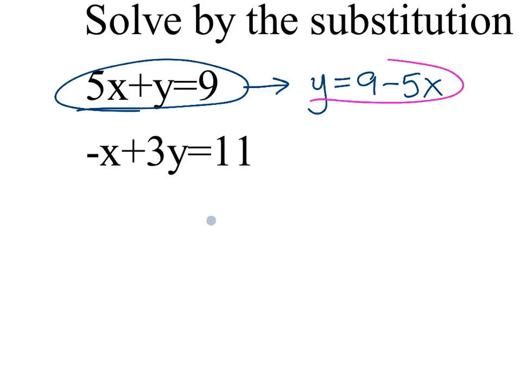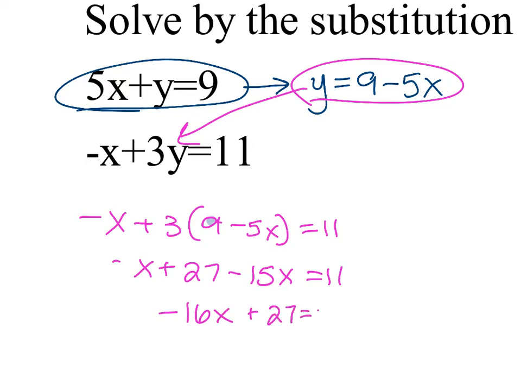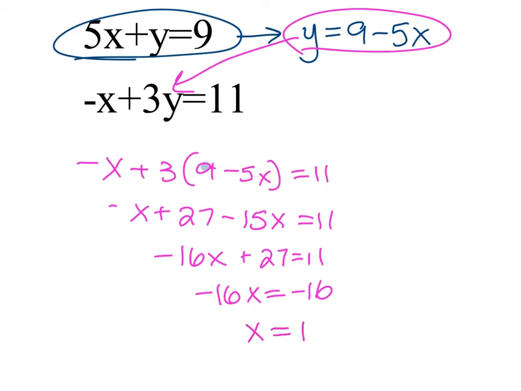And then I'm going to take that and plug it into the other equation in place of the y. So I'd get negative x plus 3 times 9 minus 5x equals 11. Distribute the 3, so negative x plus 27 minus 15x equals 11. Combine your like terms. Negative 16x plus 27 equals 11. Negative 16x equals negative 16. And x equals a positive 1.